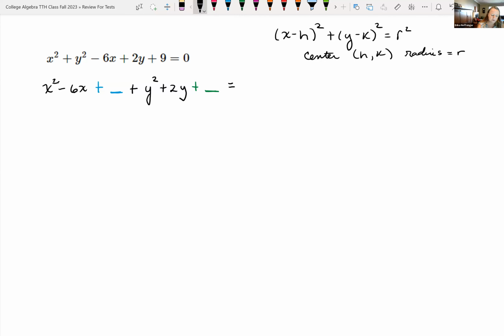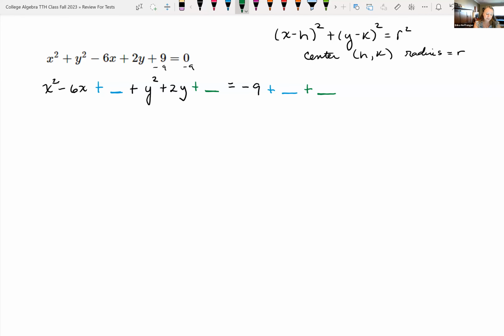Is equal to, well, let's get the constant to the other side. So subtracting 9 on both sides equals negative 9. But I'm going to add something for my x terms, so I'm going to need to add that same thing to the other side of the equation. And I'm going to add something for my y term, so I also have to add it to the other side of the equation.